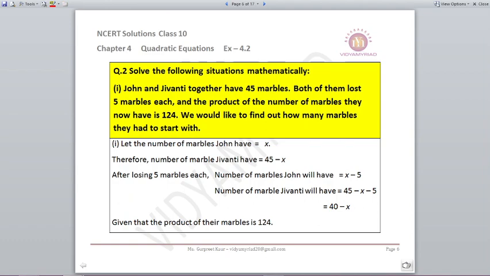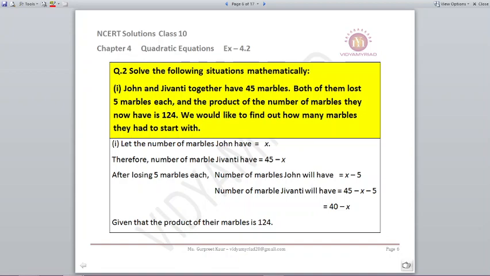Question number 2. Solve the following situations mathematically. John and Jivanti together have 45 marbles. Both of them lost 5 marbles each, and the product of the number of marbles they now have is 124. We would like to find out how many marbles they had to start with.